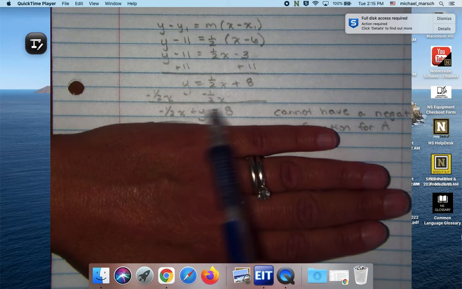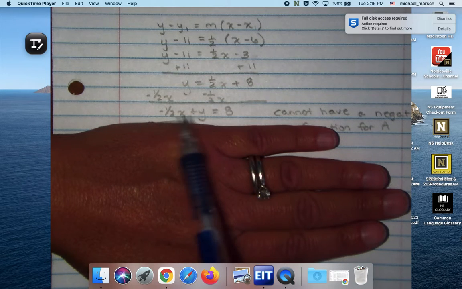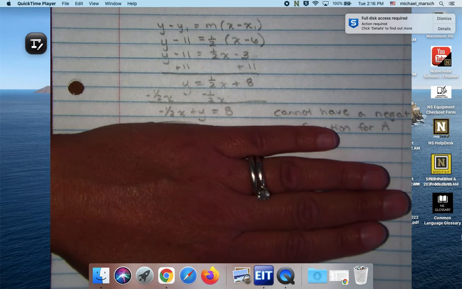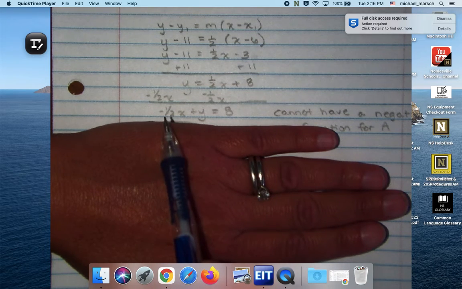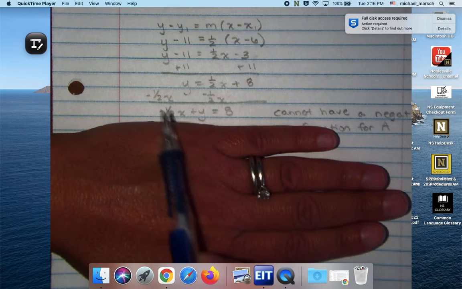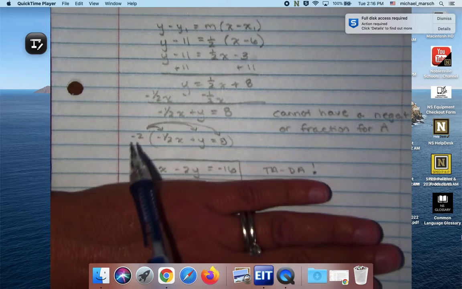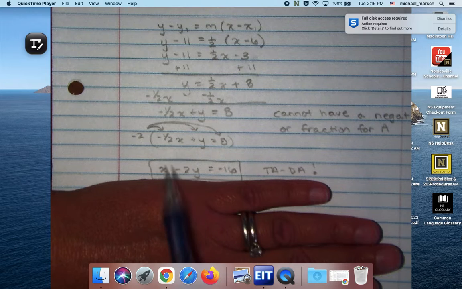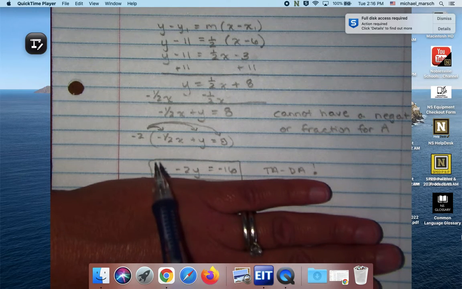Wait, how did you know that the b was 1? Because for any variable, there's always a secret 1 hiding there. You just don't have to put it. That y is the b? That's the b. Oh, okay. The number in front of it is the b. Right. So then I can't have a negative or a fraction. So I'm going to multiply by negative 2 to get rid of the fraction and the negative. When I multiply everything, negative 2 times negative 1/2 is going to give me 1. So my a now is a secret hiding 1.